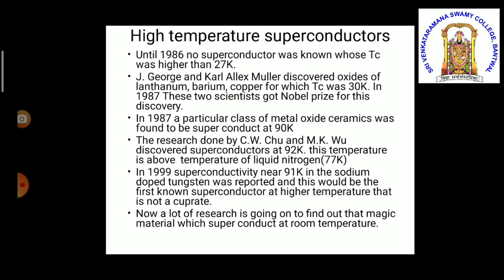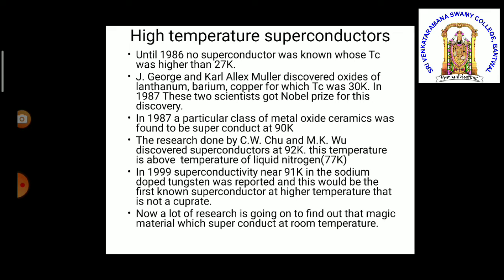High temperature superconductor. So now all scientists are trying to get a superconductor material which becomes superconductor at room temperature. If it is done, all the good conductors will be replaced by superconductors because there will not be any kind of power loss.